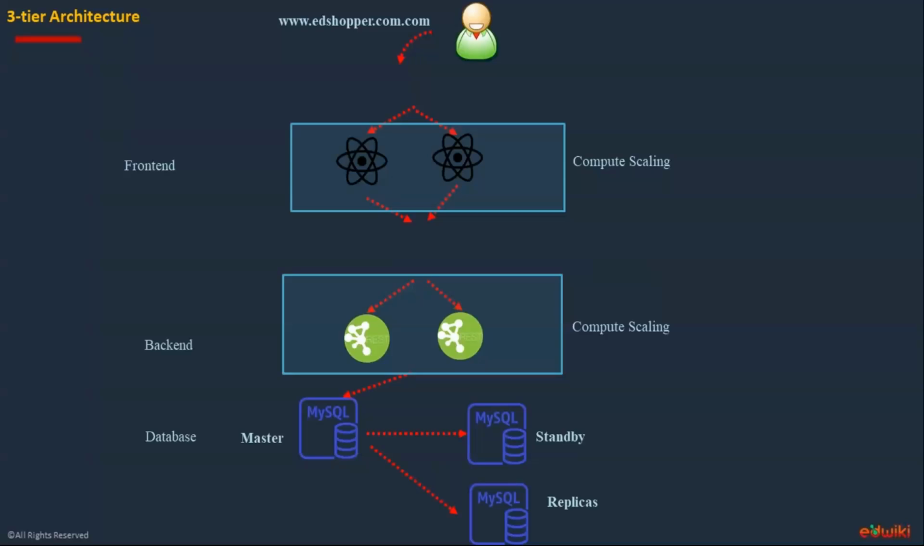So put operations will go to the master, get operations will go to the replicas. That's how I'm differentiating the read and write operations to different servers to improve the performance.